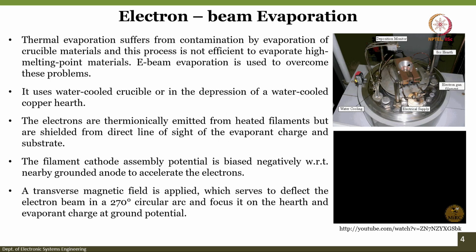So, let us go to the next slide. In this slide you can see a QCM, quartz crystal monitor or deposition monitor. There is a hearth, as I told you earlier also, in which you can place the substrate holder, which is our crucible. There is an electron gun filament, and electrical supply is applied to the filament to generate the electron beam. There is water cooling here, and there is a magnet on the back side.